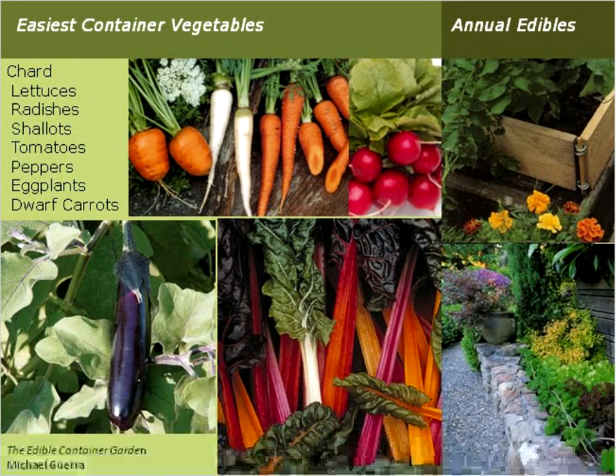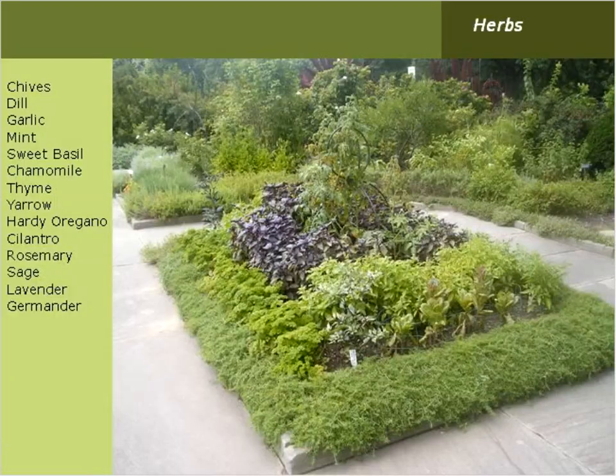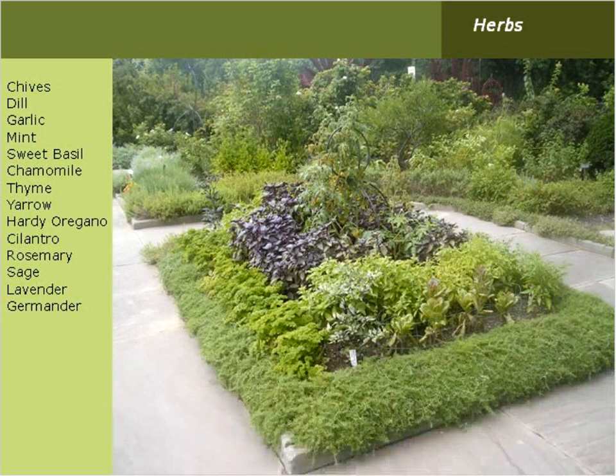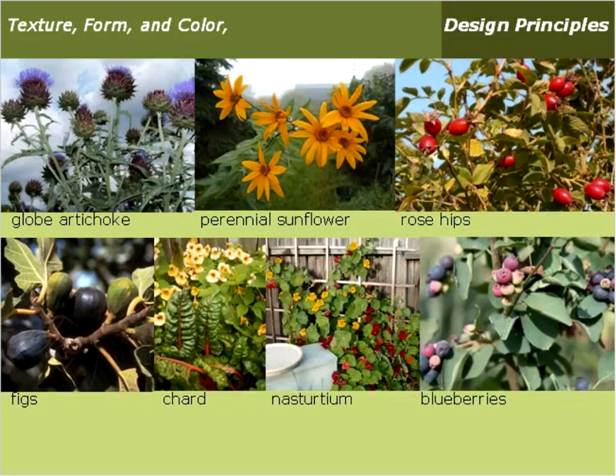Just some easy container vegetables or annual edibles. Just a quick list here, and I'm sure there are plenty others. And how beautiful the foliage and the actual crops are. And finally, a list of herbs, and of course, not completely inclusive, but I wanted to show this slide because herbs are wonderful for creating form in our landscape. So this bed is edged with thyme, and then you see the parsley and the, I believe it's sage or basil.